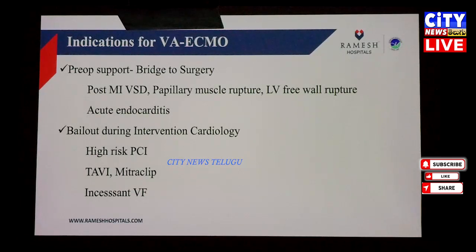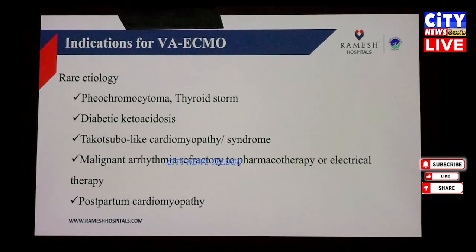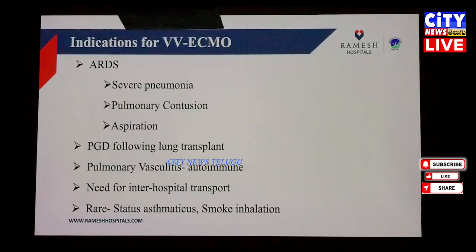Sometimes it can also be used as a bridge to therapy, like post-MI, patient develops a ventricular septal rupture, a papillary muscle dysfunction, LV free wall rupture, or acute endocarditis leading to cardiogenic shock. So these patients also you can initiate. And some of the rarer conditions could be any of these metabolic conditions like severe diabetic ketoacidosis, thyroid storm, pheochromocytoma, Takotsubo-type cardiomyopathy, malignant arrhythmias, postpartum cardiomyopathy.